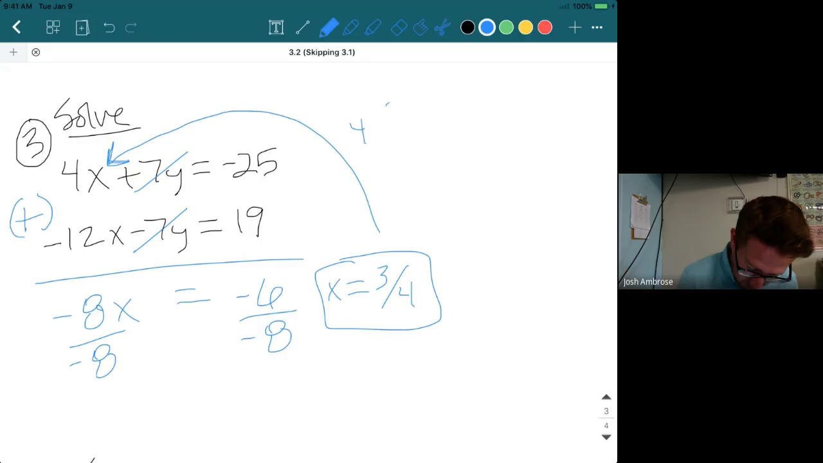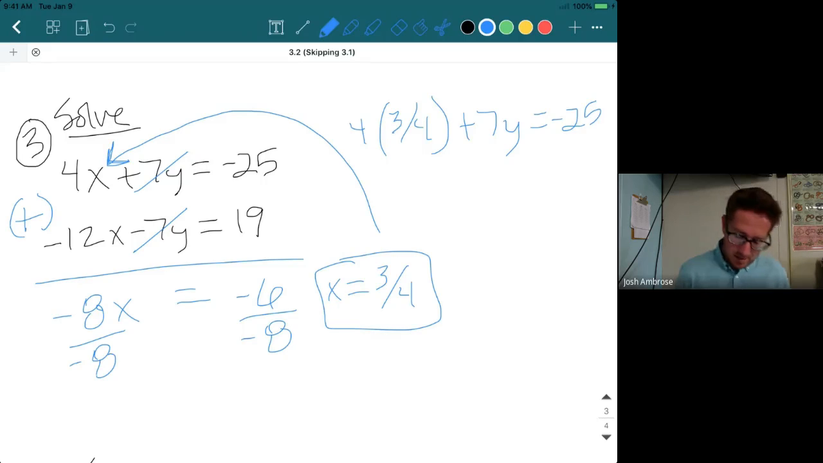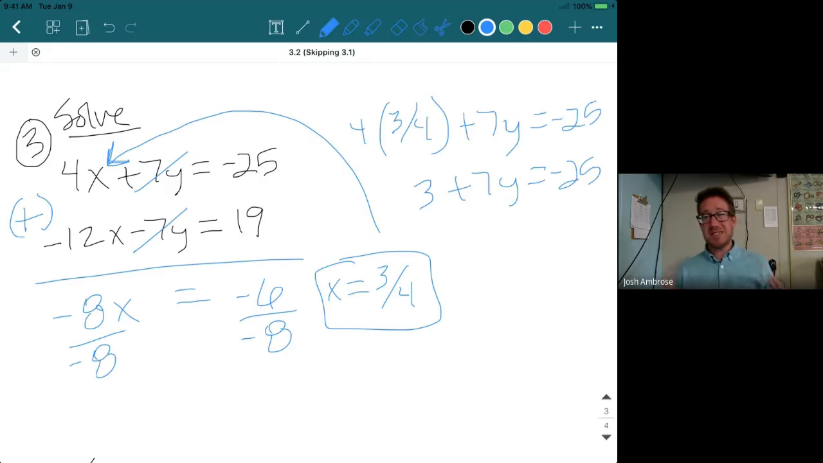So that's 4 parentheses 3/4 plus 7y equals a negative 25. Okay. 4 times 3/4 is going to be 12 over 4, which perfectly reduces down to 3 plus 7y equals a negative 25. All right. And just to save us a little bit of time, you guys know how to solve these. So we're just going to jump right down. You would simplify, isolate the y value. And in this case, y is going to equal a negative 4.